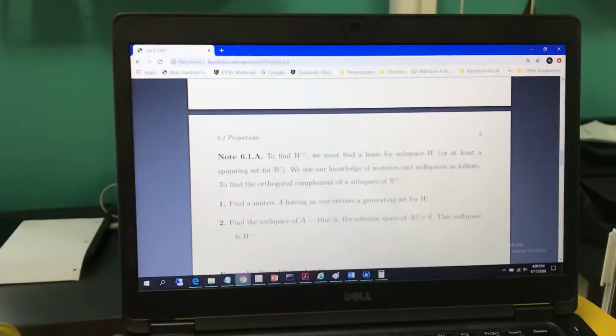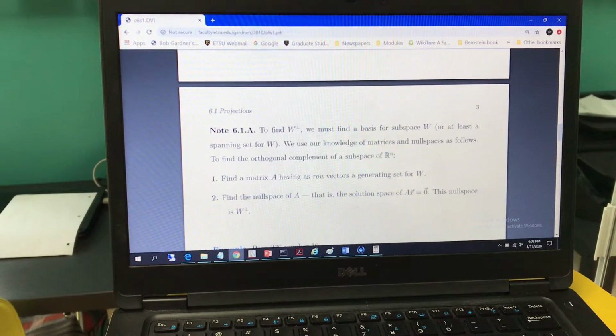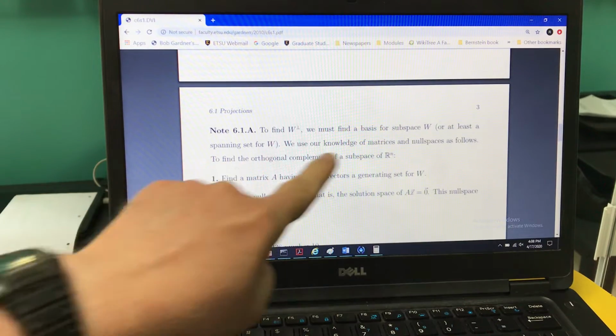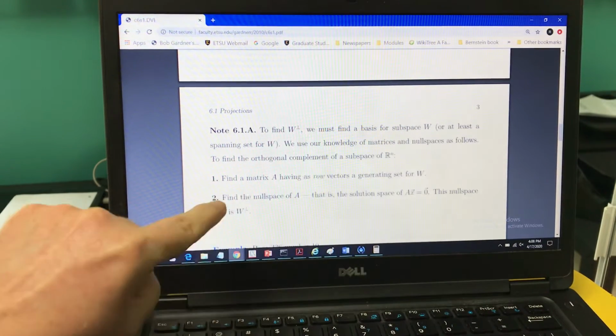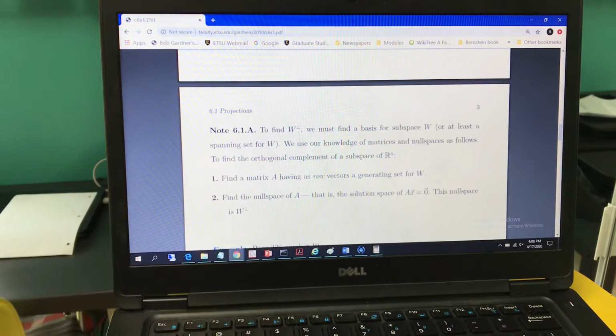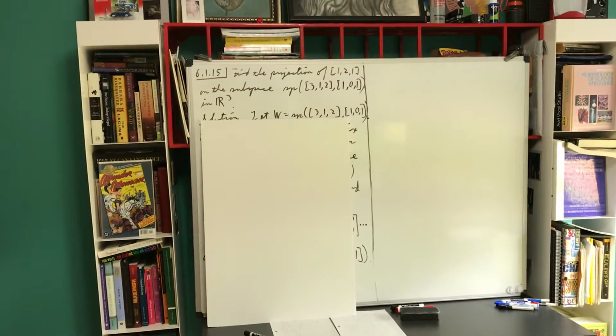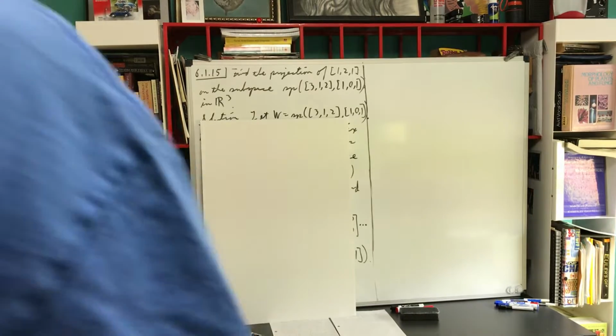That's done. We've done an example of this type already. That's done by taking the vectors in a spanning set for W, putting them in a matrix A as rows, and finding the null space of that matrix. Okay, so let's look at a prepackaged bit of a solution for that.